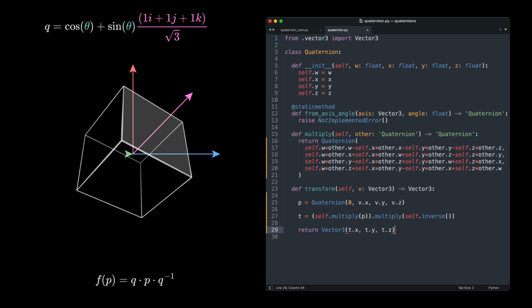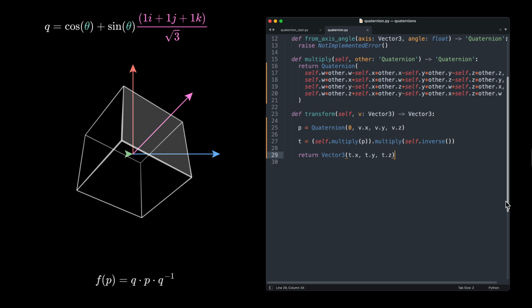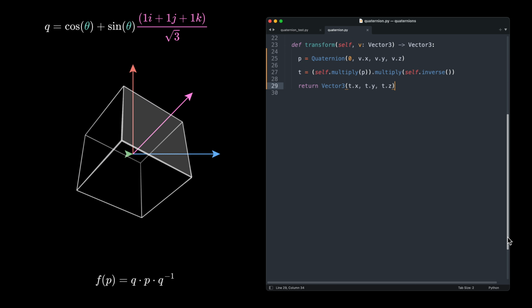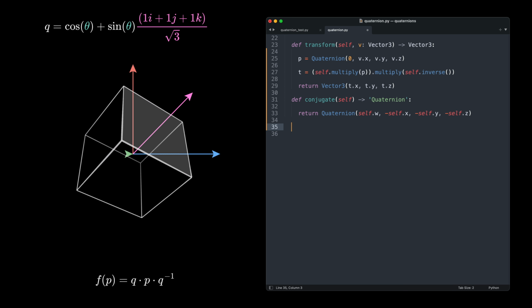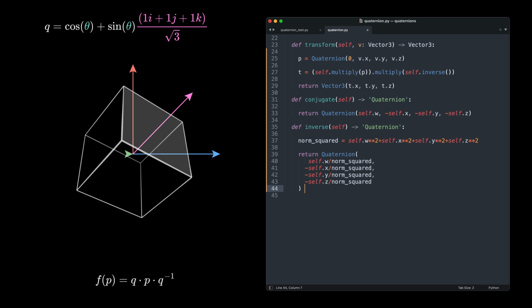Now, why does multiplying by the inverse preserve one rotation and cancel out the other? Let's go ahead and implement the inverse method. The inverse of a quaternion is equal to its conjugate divided by the norm squared, where the conjugate is equal to the quaternion with the x, y, and z components negated. To implement this, create a variable called norm squared, which is equal to the sum of the squares of the w, x, y, and z components, and return the conjugate divided by the norm squared.